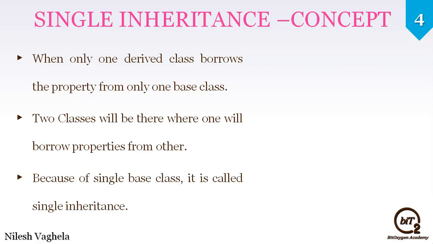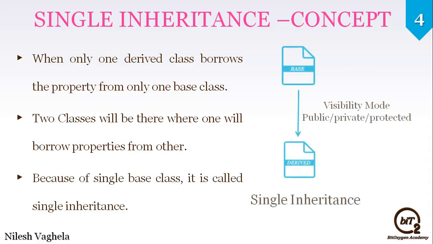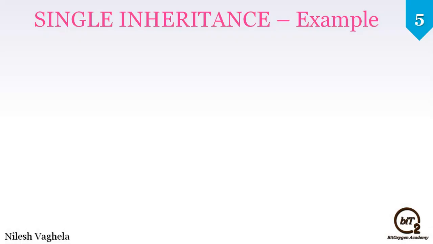If we graphically represent this, it will be done like this, where there will be a base class and a derived class, as well as a visibility mode: public, private or protected. This has also been illustrated in our previous tutorial, so no need to repeat it again. Now we will see one example of single inheritance. This same example will be carried into our C++ program. So we will make as small a program as possible that will be easy to understand as well as to develop.